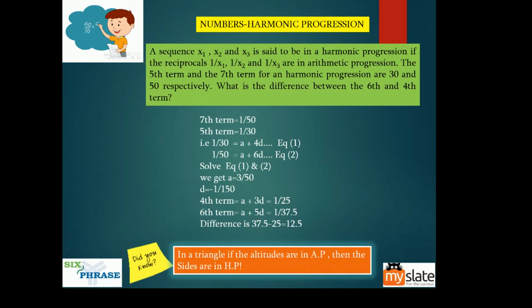1 by a plus 4d is 30. What is a plus 4d? It is 1 by 30. 1 by a plus 6d is 50. So you take the reciprocal of that, you will get this. That is the reason why we get this. Anyway, we get a is equal to 3 by 50, substitute the d value here, you will get the answer. Simple mathematics. Please just go through it.